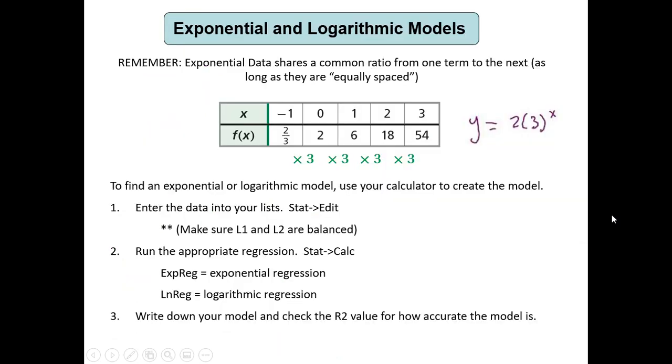Now, exponential and logarithmic models. Remember, exponential data shares a common ratio from one term to the next, as long as they're equally spaced, similar to what we did for geometric series, right? So here, my ratio is 3 times 3 times 3 times 3. My function here is going to be f of x is equal to 2 times 3 to the x power.